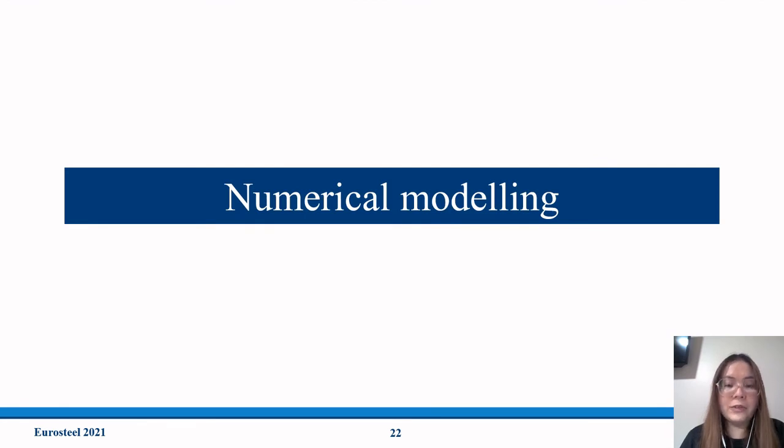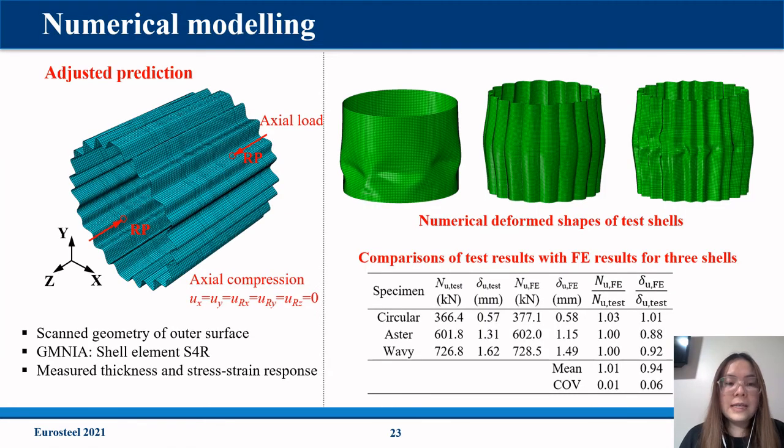Finally, we have done the numerical modeling to adjust the FE prediction. The scanned geometry of the outer surface was imported into ABAQUS, and GMNIA was conducted. The measured thickness and the material response were used in the simulation. The deformed shapes, peak loads, and deformation at peak loads obtained from the simulation showed a good agreement with the tests.